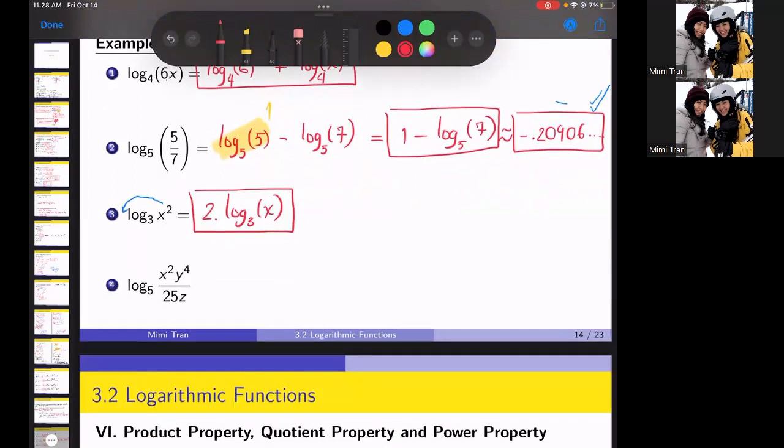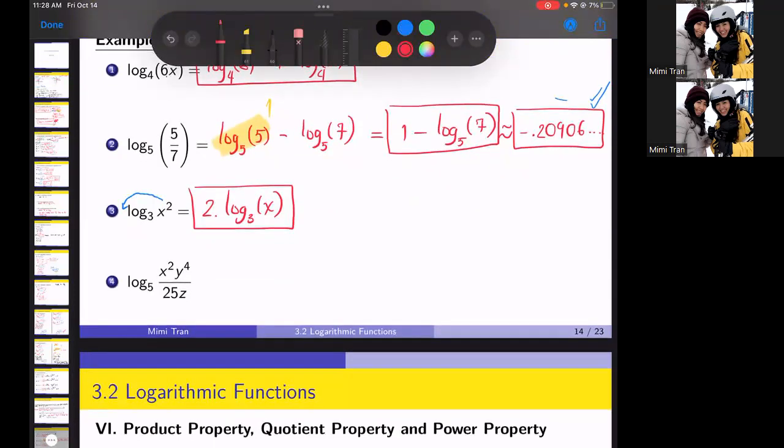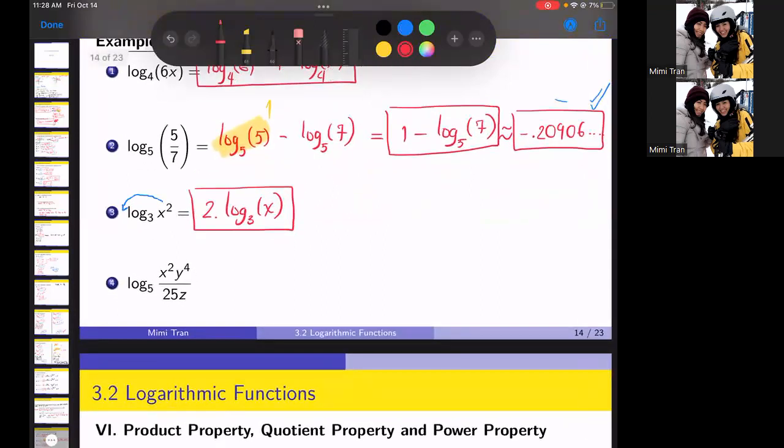Get ready for number 4. Number 4, I'm going to show you 2 methods. I think you like the short one, but I just have to explain everything to you so you understand. Let me show you the long way first. If you don't like it, you don't have to do it; you can do the short way next. Now, I see a quotient, so I'm going to do the quotient rule first.